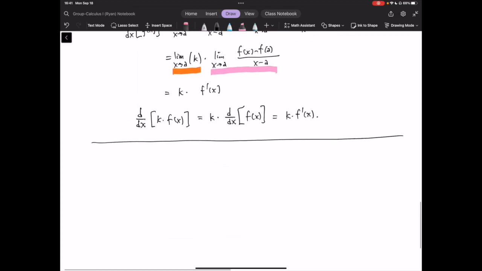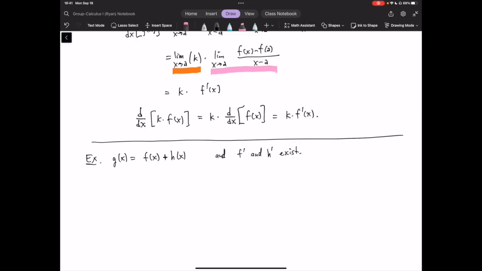Now, what about pluses or minuses? So again, I'm going to do the same thing. So let's say, all right, we've got our g of x here. And let's say that this is equal to f of x. I'm just going to do plus, but it turns out this is going to work with minus as well. f of x plus h of x. And in this case, I'm going to say that f prime and h prime both exist. So they both exist for this function. All right, let's try to take the derivative of g. That's the whole idea here, right?